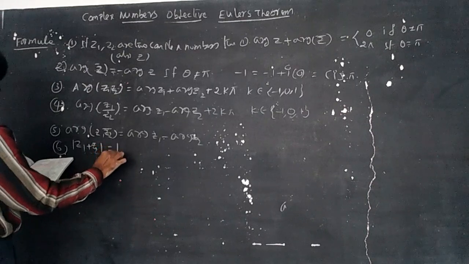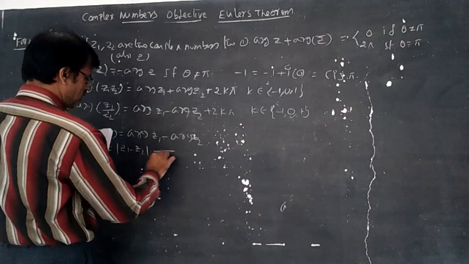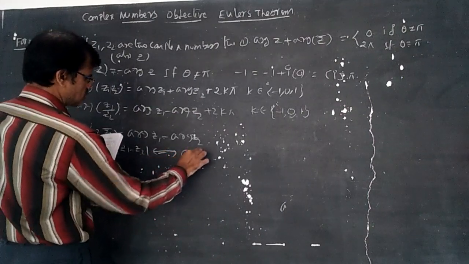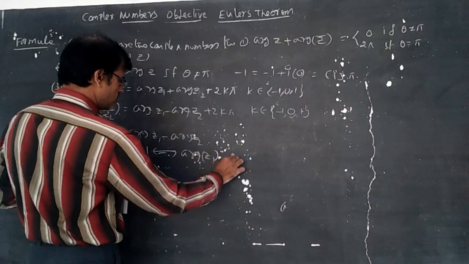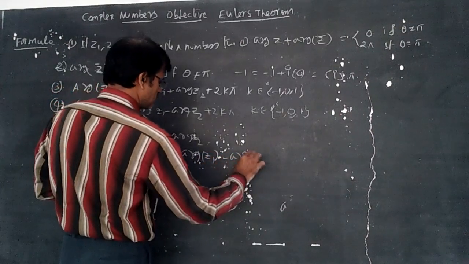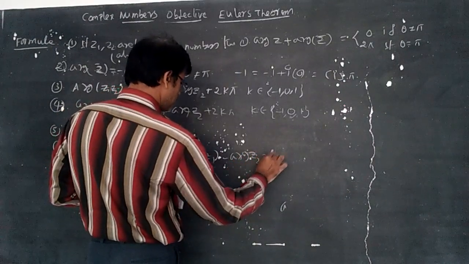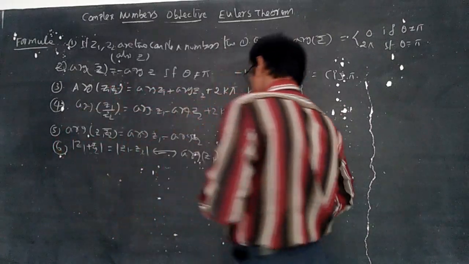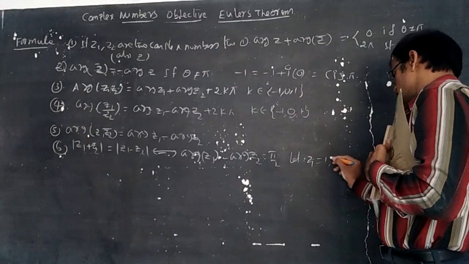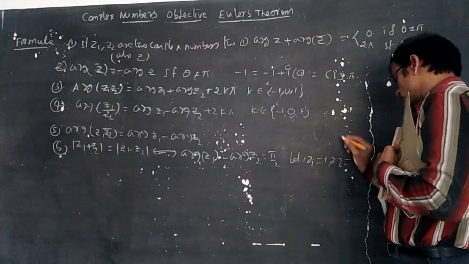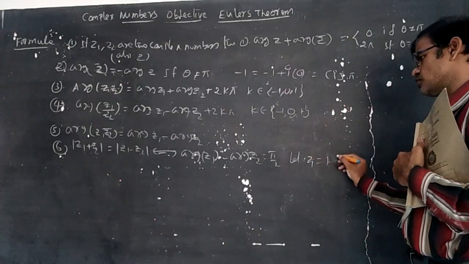Next, the sixth one: modulus of z1 plus z2 is equal to modulus of z1 minus z2. That implies argument z1 minus argument z2 is equal to pi by 2. Simply, students, take z1 is equal to 1 and z2 is equal to i.